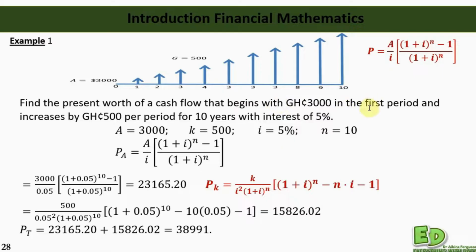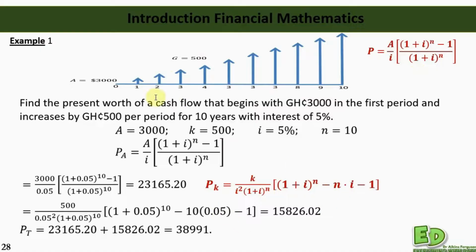So if they tell you that it begins with 3,000 in the first period, that is year one, and increases by 500 per period for 10 years, it means that every year you are receiving 3,000, 3,000, 3,000, but it's increasing by 500 Ghana cedis or $500 every year. So year one is 3,000. Year two will be $3,500. Year three will be $4,000. Year four will be 4,500, and so on throughout the 10 years.